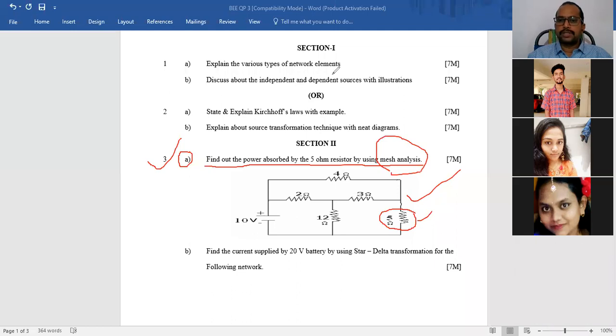Now students, please try to solve this. In the given network, 3 meshes are there. So we need to write 3 mesh equations, mesh 1, mesh 2, mesh 3, and solve those 3 equations and find I1, I2, and I3.